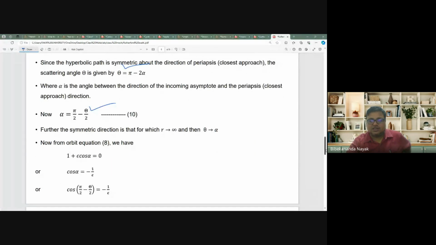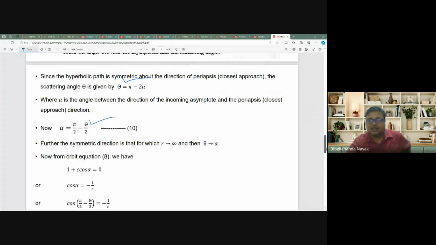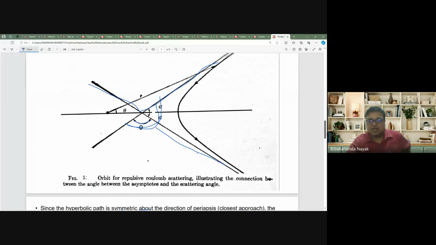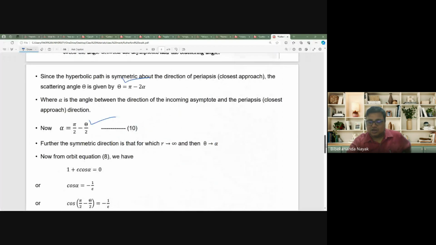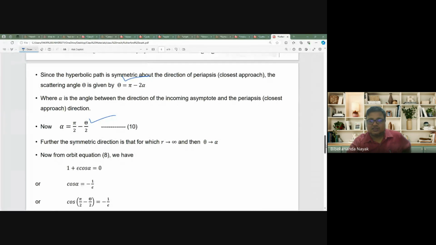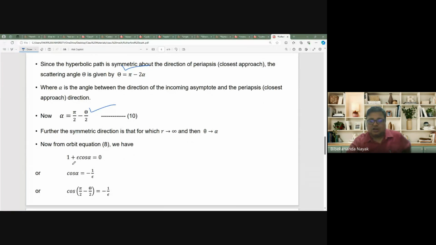Further, for the symmetric direction, r tends to infinity, theta tends to alpha. With r small, theta is larger; as r becomes large, theta decreases, or the point moves closer. So at r tends to infinity, theta becomes alpha. At that condition, we can say 1 plus epsilon cos alpha is equal to 0.